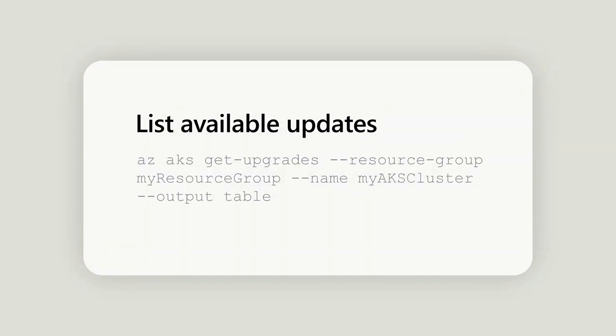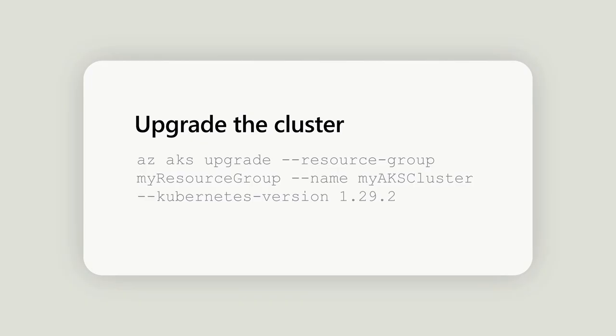Next, use this command to display the available Kubernetes versions for upgrade in your region. This will help you choose the most suitable version for your cluster. Now it's time to upgrade your cluster to the desired version. This step may take some time, depending on the size and complexity of your cluster. Use this command to initiate the upgrade process and ensure your cluster is updated to the new version.